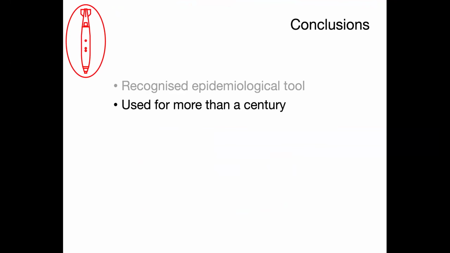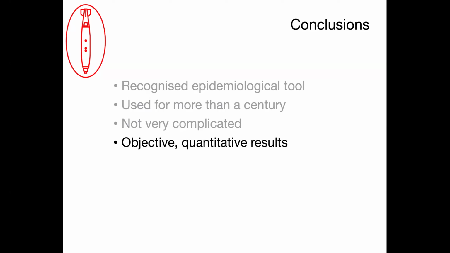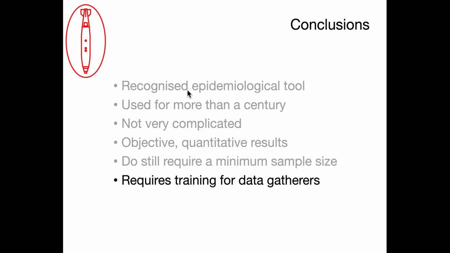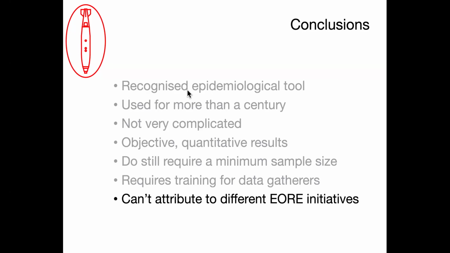So the conclusions. This is a recognized epidemiological tool. It's been used for more than a century. It's really not very complicated. It's objective and it gives quantitative results. It still does require minimum sample size, and it does require some training for data gatherers. And it can't on its own attribute different risk education initiatives, so we have to use other questions in the CAP survey to triangulate that.